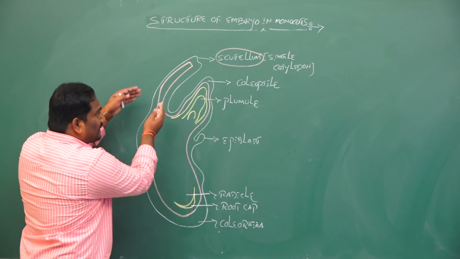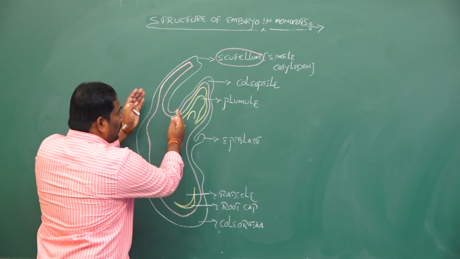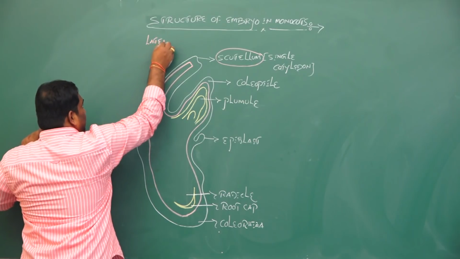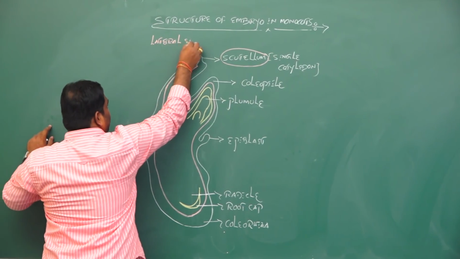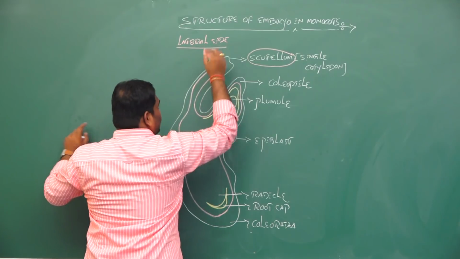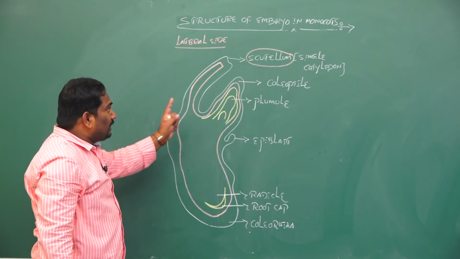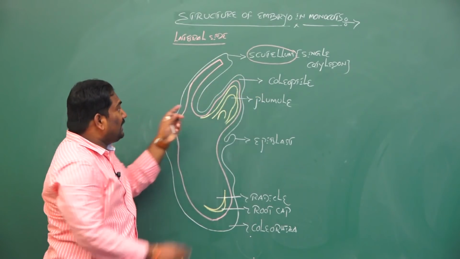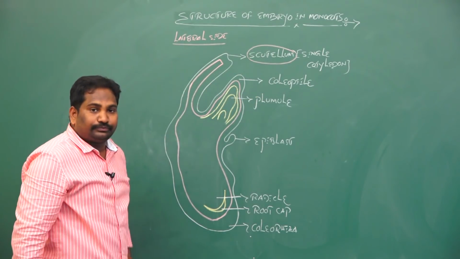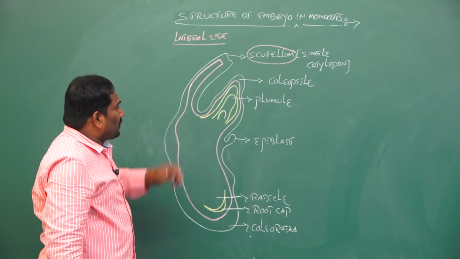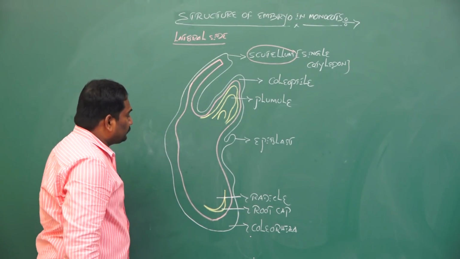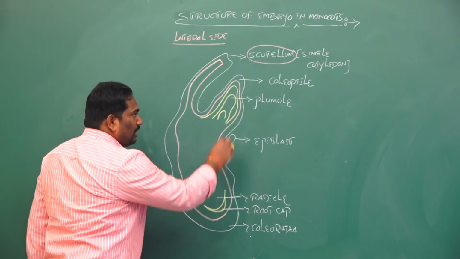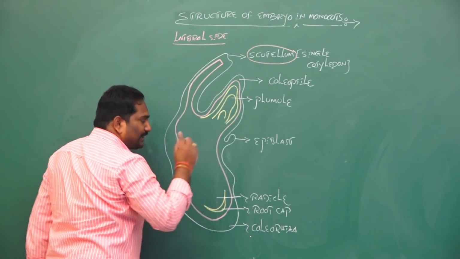The location of the single cotyledon in the monocot embryo is the lateral side. This is a very important characteristic feature. The location of the single cotyledon in the monocot embryo, that is the scutellum, is the lateral side. And one more important characteristic feature: the embryonal axis of the monocotyledon embryo has a plumule and a radicle.